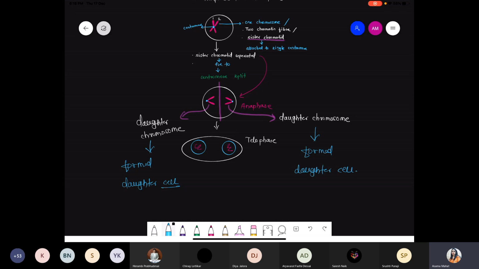So two sister chromatids are called the daughter chromosome in anaphase. Yes, you can say that part. But just wait. First of all, we write down all the parts: what kind of events will occur in anaphase. Then we discuss the diagrammatic representation for the anaphase. Then we will tell you about the daughter chromosome.